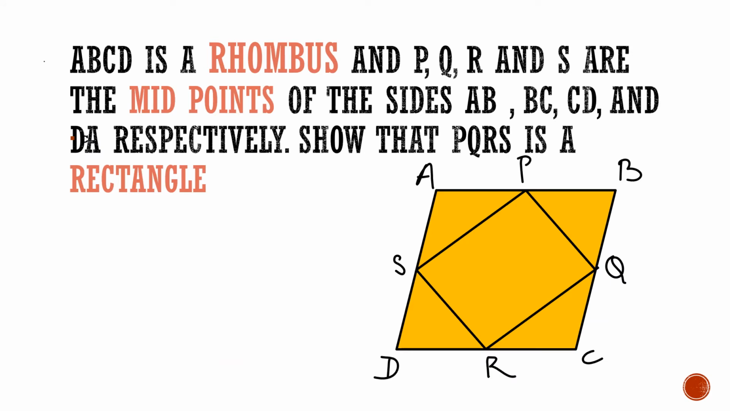Let's now discuss the exercise question. ABCD is a rhombus. I hope you know the properties of a rhombus, that all the sides are equal, adjacent angles are supplementary, 180 degrees, and diagonals bisect each other at right angles. And P, Q, R and S are the midpoints of the sides AB, BC, CD and DA respectively. Show that PQRS is a rectangle.